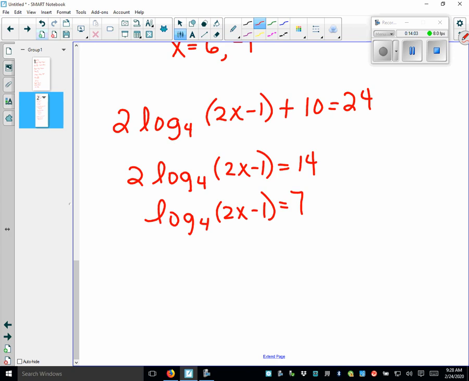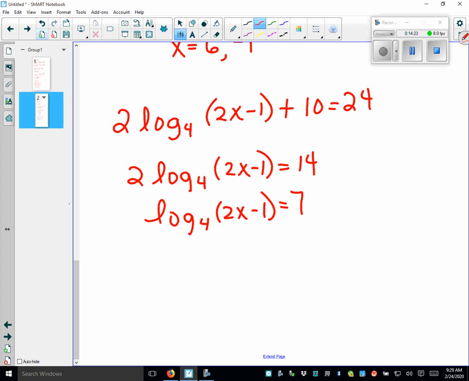Anybody have an idea? Can you put a log base 4 on the other side? Okay, Brandon, do you have an idea? No. Well, I just knew you did because you were talking. I thought you were telling Jaden how to solve the problem.